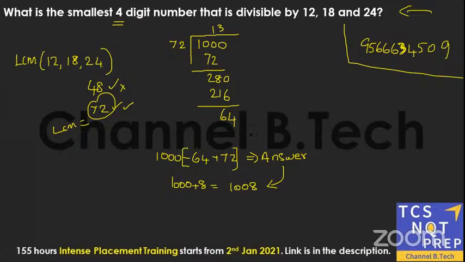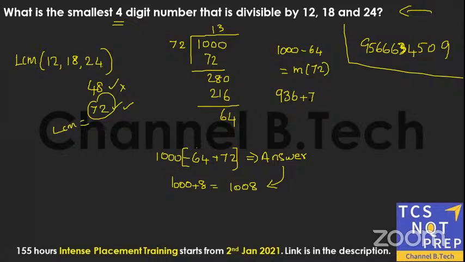Okay. Why are we subtracting this 64? When you subtract 1000 minus 64, how do we get this 64? The 64 is the remainder when 1000 is divided by 72. You will get a multiple of 72 that is very close to 1000 but also less than 1000. Now you will get 936, which is actually a multiple of 72.